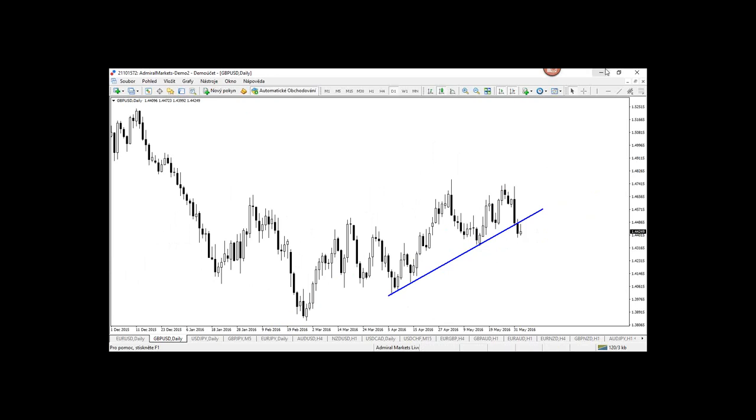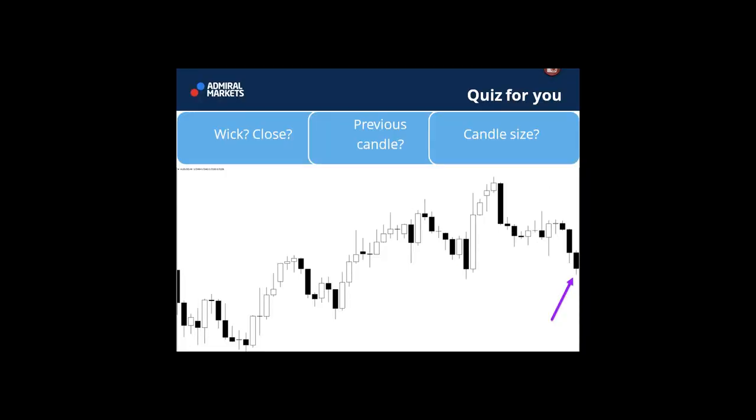And indeed, it broke. Just to give you an example of that. Head and shoulders, it is a head and shoulders pattern indeed. And the head and shoulders broke with the break of that trend line with this candle. Good observation, absolutely. Great stuff.